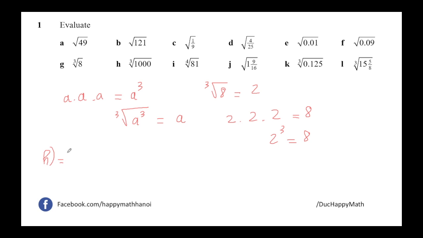Question 8, take the cube root of 1000. It means you have to find the number which multiplied together 3 times will be equal to 1000. So the number is 10.